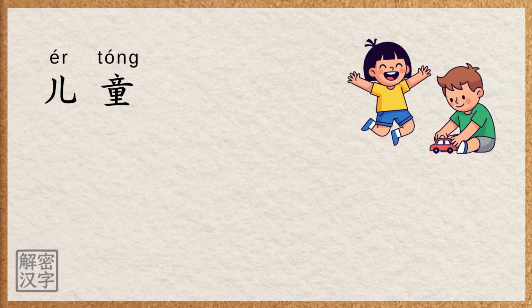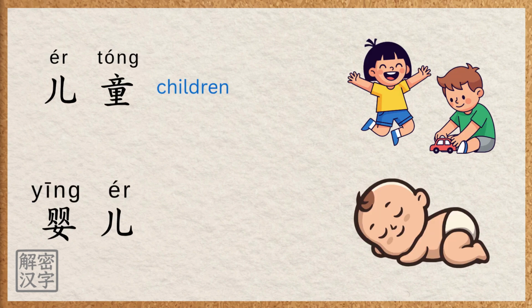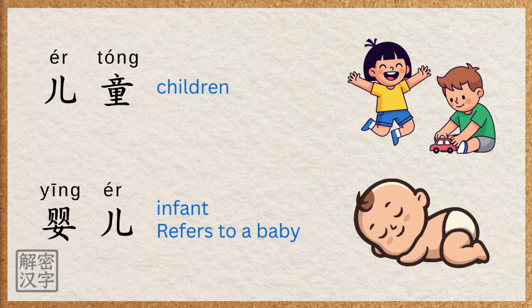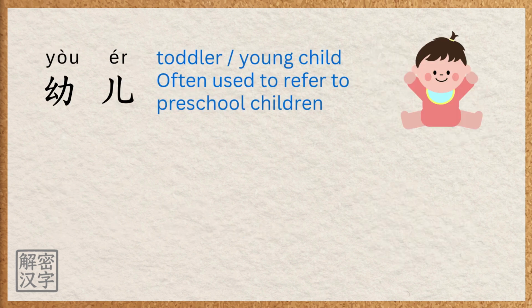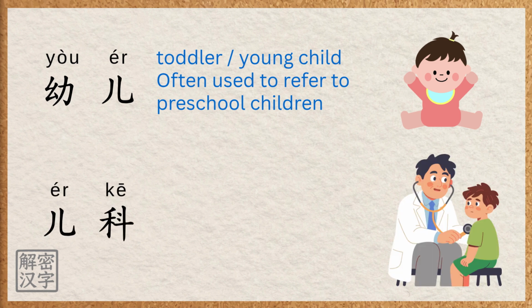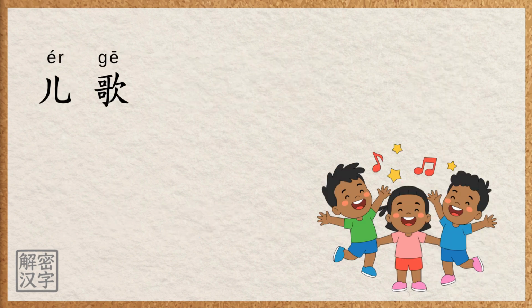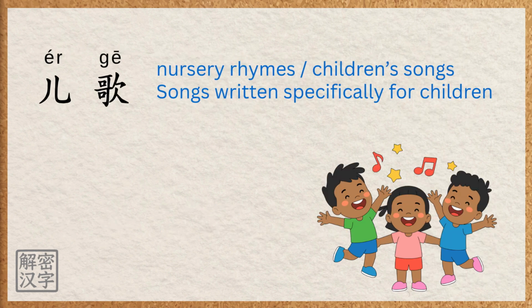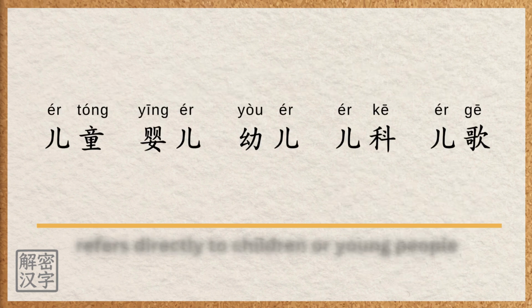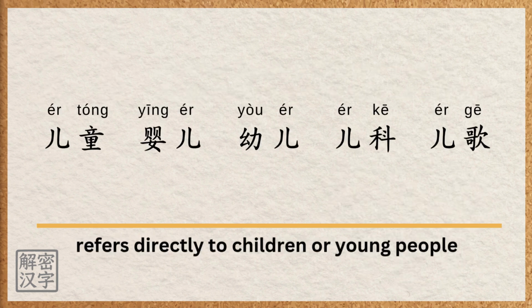儿童 means children. 婴儿 means infant, refers to a baby. 幼儿 means toddler or young child, often used to refer to preschool children. 儿科 means pediatrics, used in medical contexts. 儿歌 means nursery rhymes or children's songs, songs written specifically for children. In these words, 儿 refers directly to children or young people.